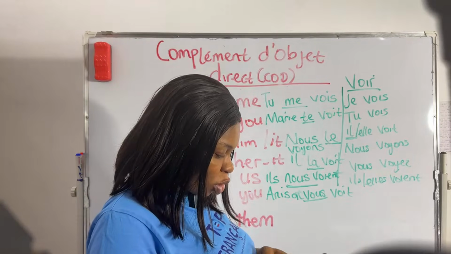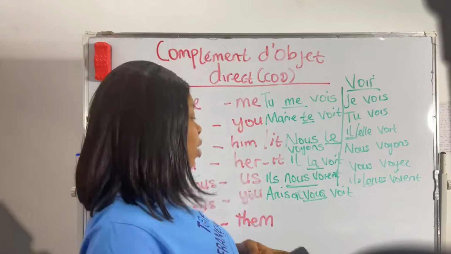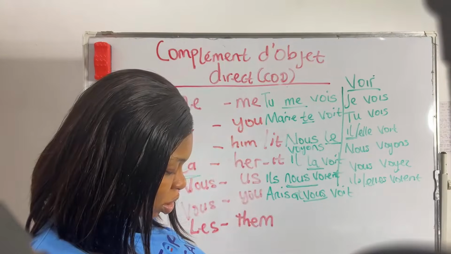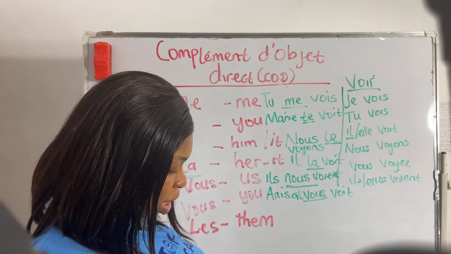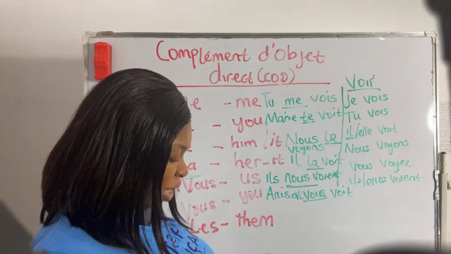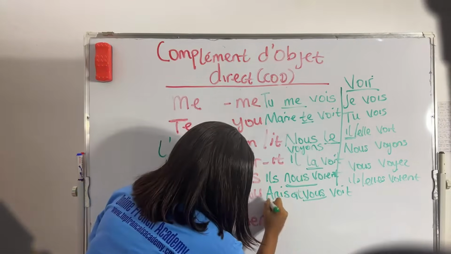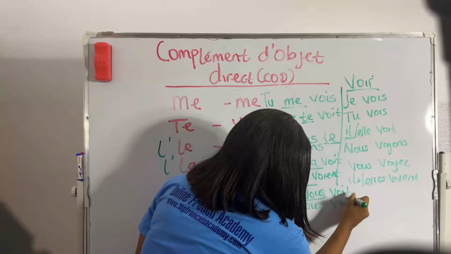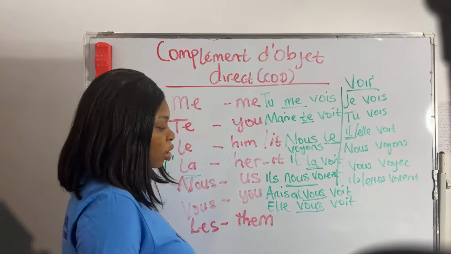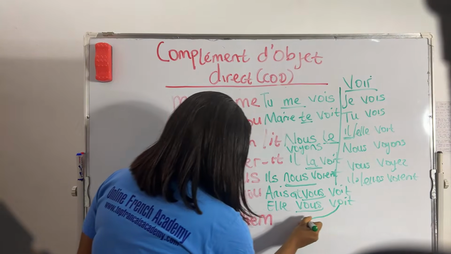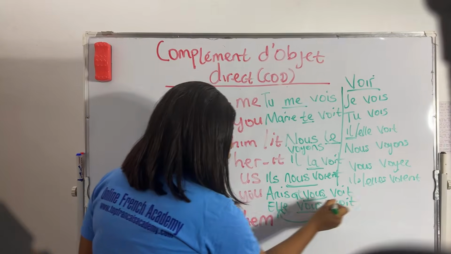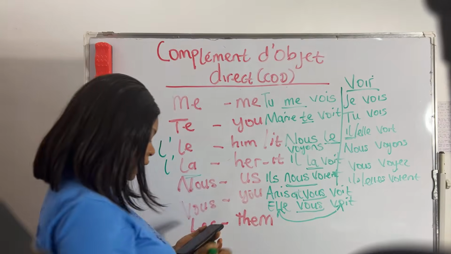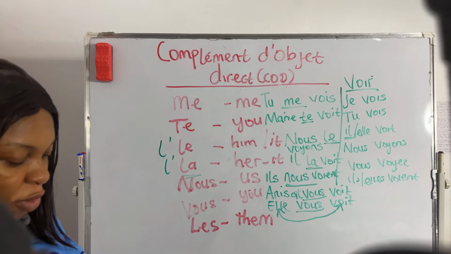Okay, let's see what Queen wrote. Okay, Queen, you got it very well. You got the first one. So see, it's just like this. Elle vous voit. Look at the voir. The voir is conjugated according to the elle. Do you see that? The voir is conjugated according to the elle. So let's not forget that.